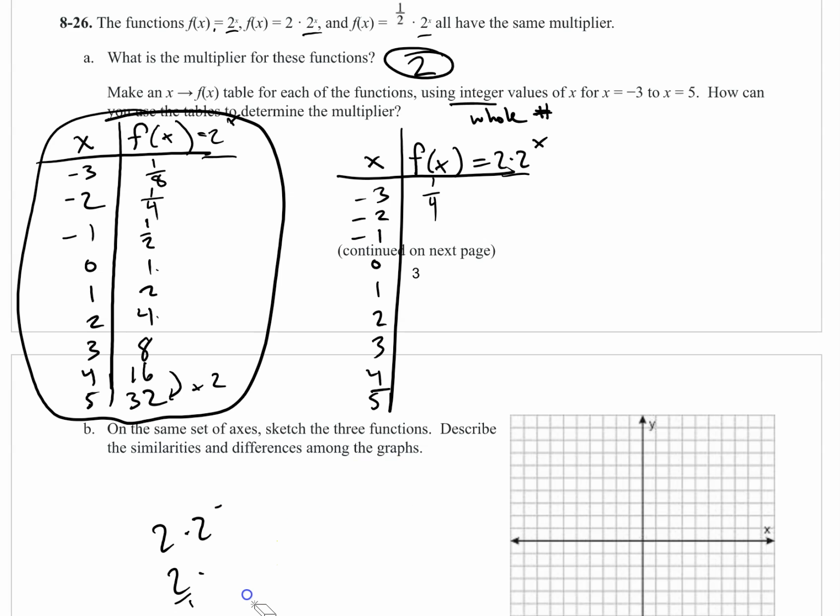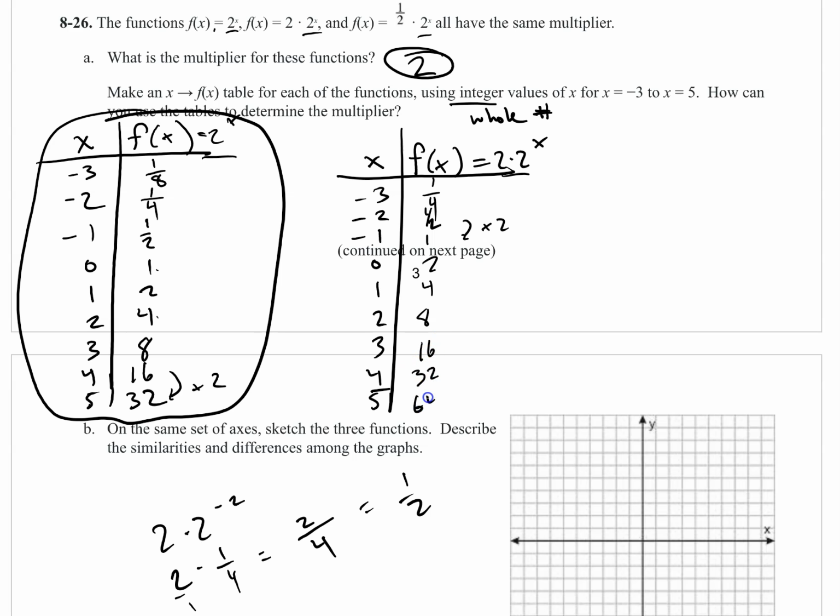Alright. Now let's plug in negative 2. 2 to the power negative 2. We found that was a fourth, so this is just 2 times a fourth. Multiplying straight across, we got 2 times 1 over 4. That's a half. And you can continue on. You can notice that the multiplier is 2. So you could just keep multiplying by 2. It's an alternate strategy. A half times 2 is just 1. 1 times 2 is just 2. 2 times 2 is 4. Multiplying by 2.